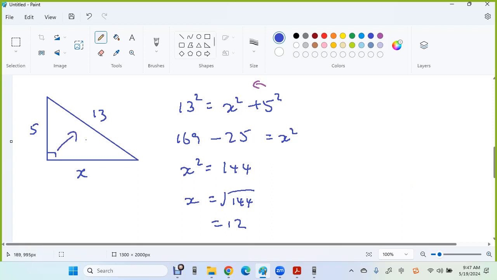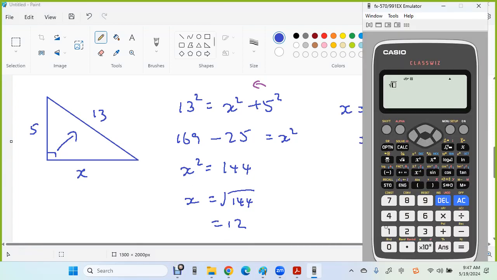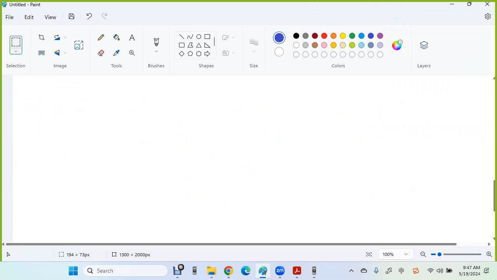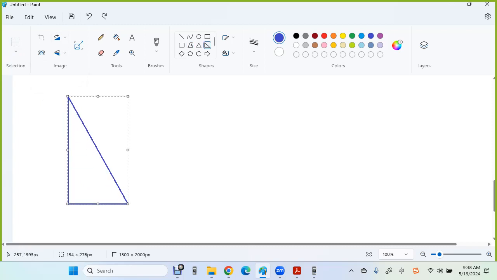We know that this is the longer side, and we want to find x. So we have the square root of 13 squared minus 5 squared, then we have 12 here. You can use the calculator, square root of 13 squared minus 5 squared, then we have 12. So we no need to write it very complicated.